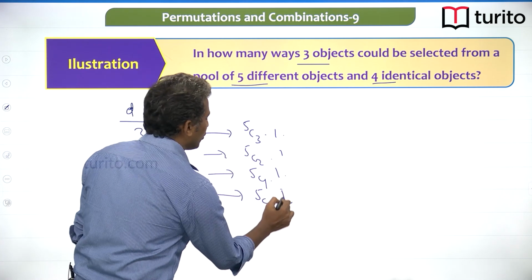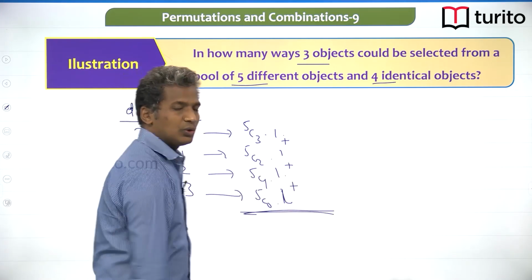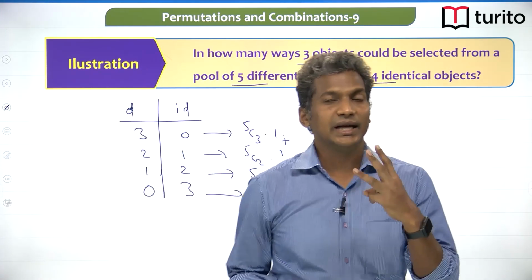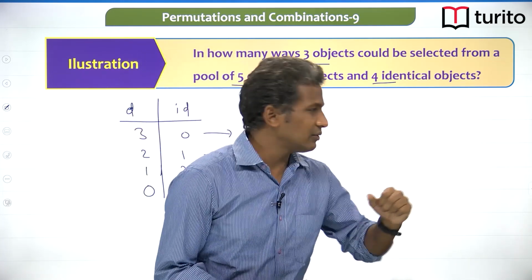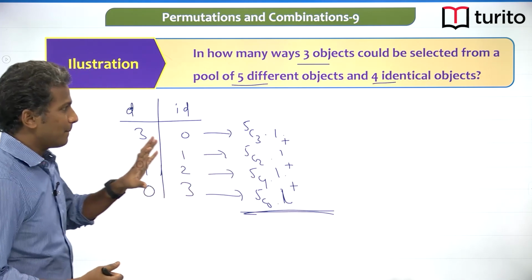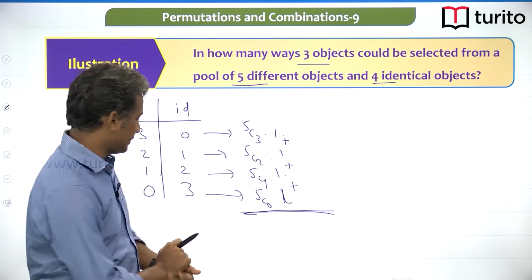Now, when we add all of them, we are going to get the total number of ways of selecting any 3. Now, this is the method of making cases. So here we have learned how to make cases, but let us try this using the polynomial idea. Okay.